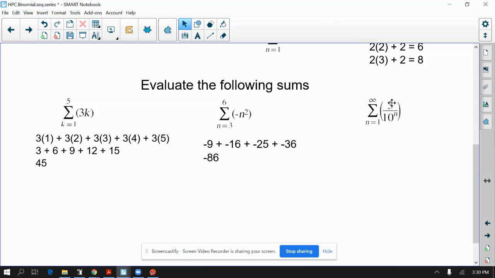And then this one, oh my goodness. You start with the first term, and then you add the second term, and then you add the third term forever, ad infinitum.